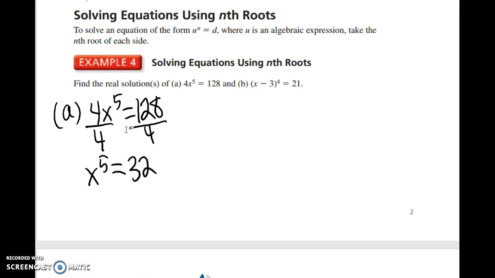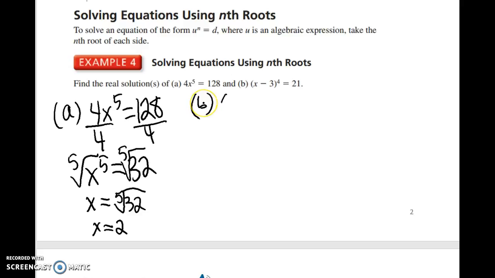From here, we take the 5th root of both sides. So you can write it like this. And that cancels out on the left side, and we're left with just x. And then it's equal to the 5th root of 32, which you should know, or you can use your calculator to find that that's going to be equal to 2. So x equals 2.